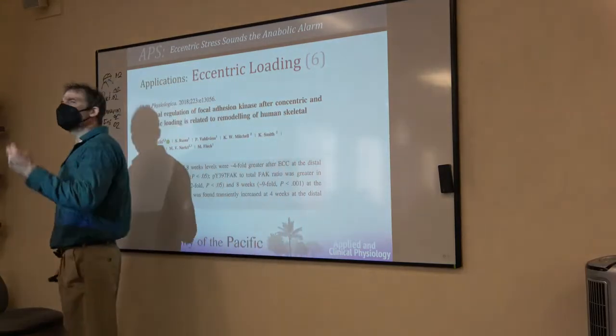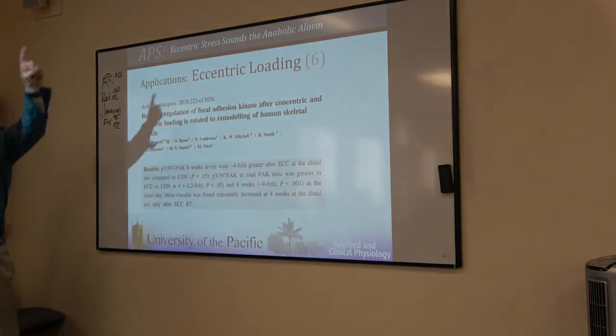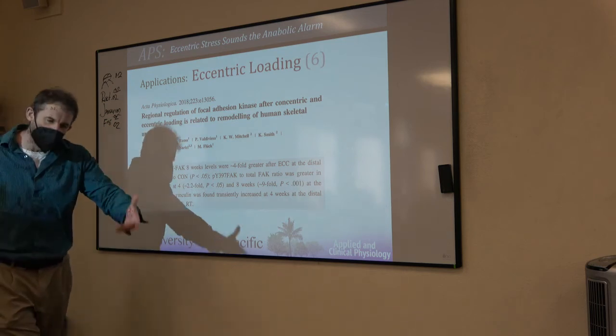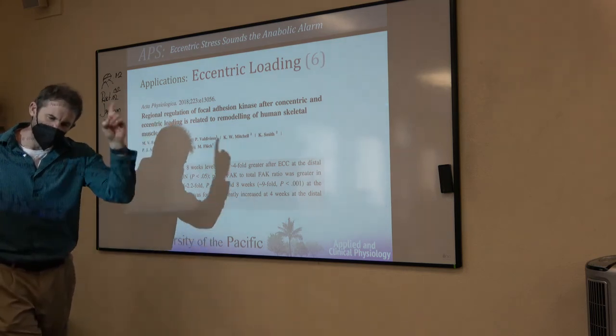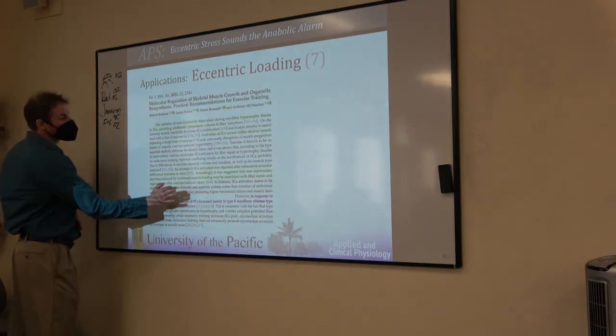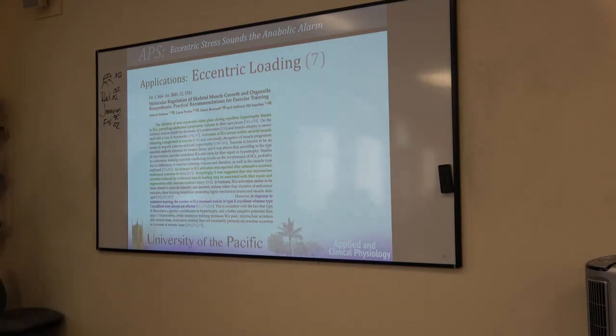Eccentric loading, that's really where you get the damage. When you get damage, that's a signal that you need to repair that tissue. The signal is mostly chemical, but the actual mechanosensors are doing the same thing. Now, lastly, exercise intensity and eccentric actions are increasing satellite cell activity. So that's number 7.